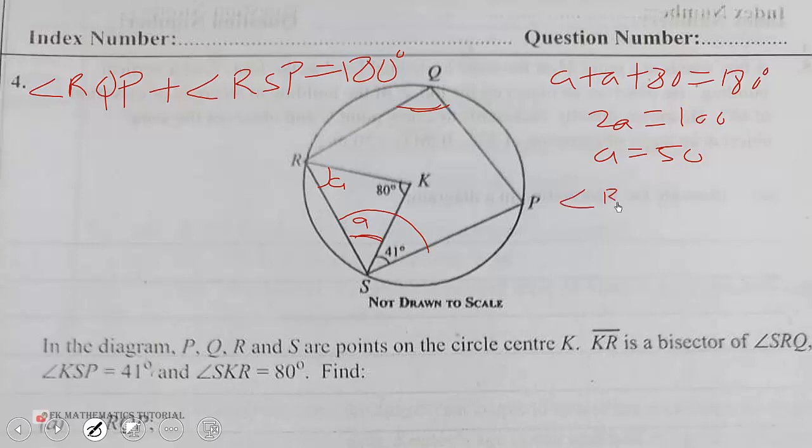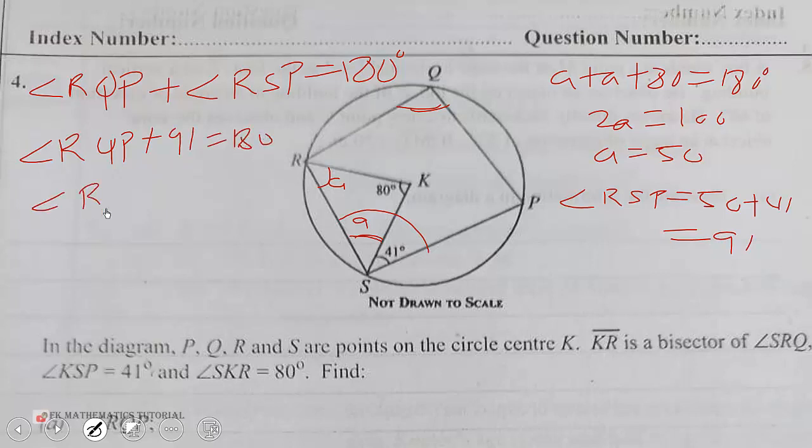Angle RSP is equal to 50 plus 41. So angle RQP plus 50 plus 41, which is 91, plus 91 is equal to 180. So angle RQP is equal to 180 minus 91 degrees. So 180 minus 91 will give us 89 degrees.